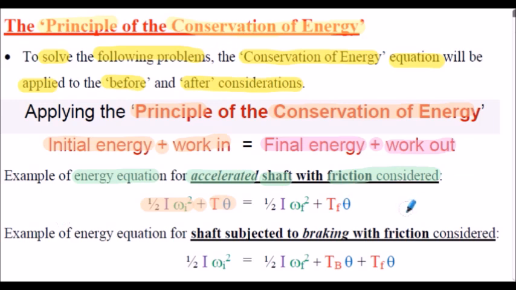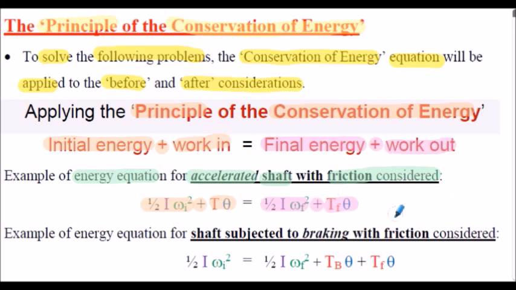After the work has been entered into the system, on the right-hand side of the equation, we will still have kinetic energy because we're assuming the shaft has been accelerated here. So I'll have the half I omega f squared term. And because friction is considered, we'll also have work out of the system. So I'll add my T_F theta, T_F standing for a frictional couple or frictional torque. The T_F theta term is the work done by friction. That comes out of the system. That will exhibit itself through heating of the shafts, heating of the environment, and so on.